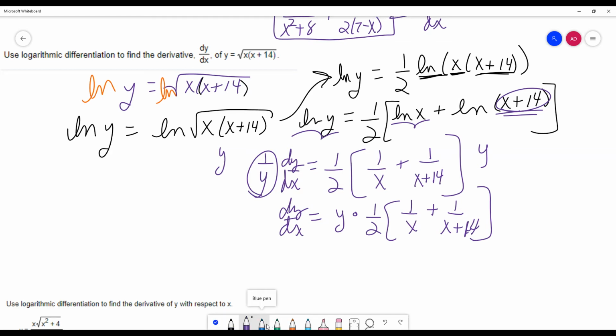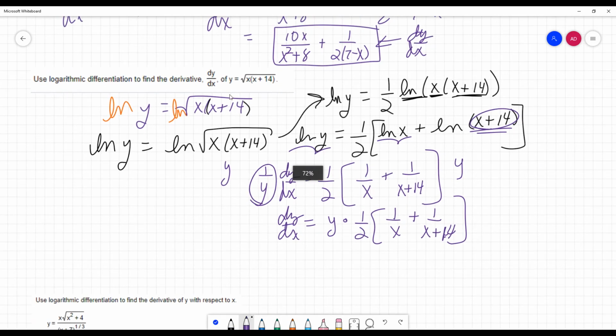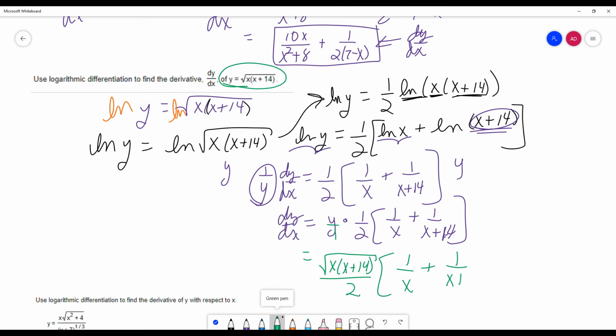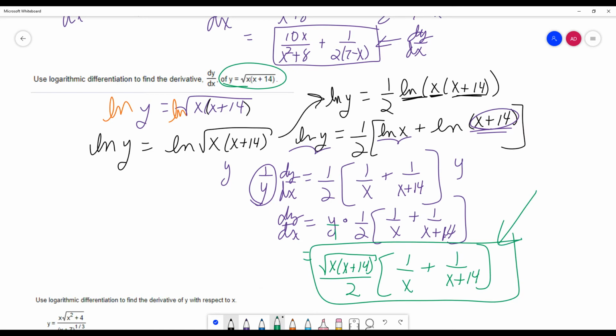Okay, so now let's not forget that this function up here is my y. So when I go back, y was the square root of x times x plus 14. It's over 2, so I can just put 2 over there. And then it's 1 over x plus 1 over x plus 14. And that's it. As silly as that looks, that's your answer. You really don't have to do much more than that.